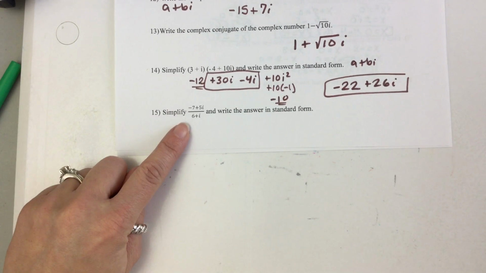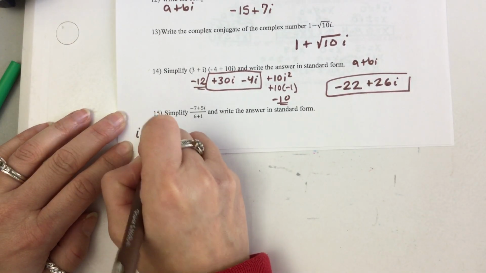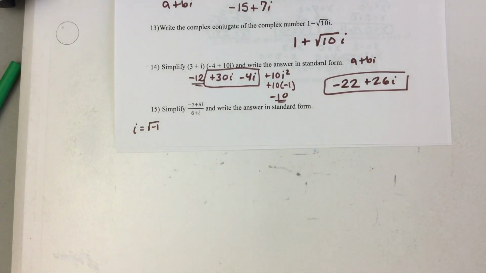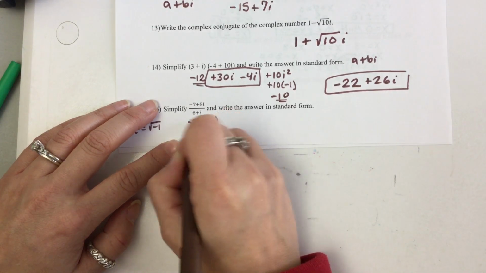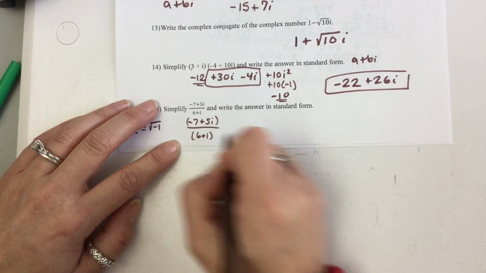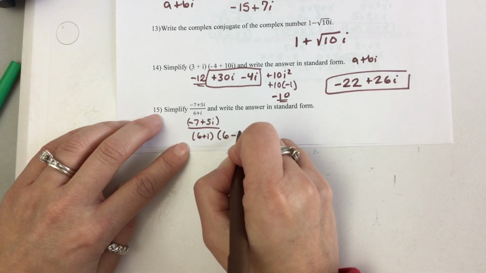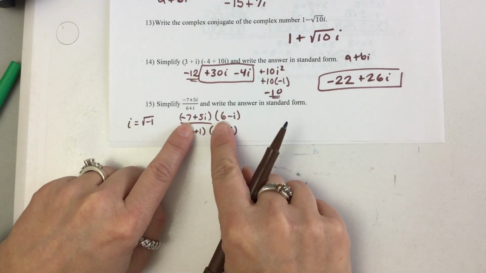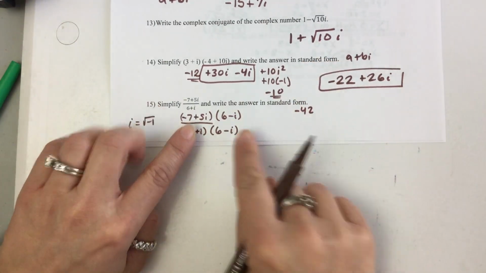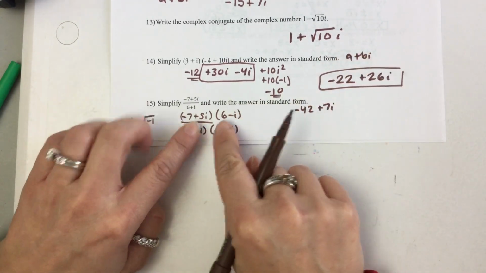If you have a quotient with an i on the bottom, you cannot leave the i on the bottom because i is actually the square root of a negative 1, and you can never have a square root on the bottom. So what we have to do is multiply top and bottom by the conjugate of the bottom because I'm trying to cancel the i in the denominator. So 6 minus i. So on the top when I FOIL, negative 7 times 6 is negative 42. Negative 7 times negative i is positive 7i.